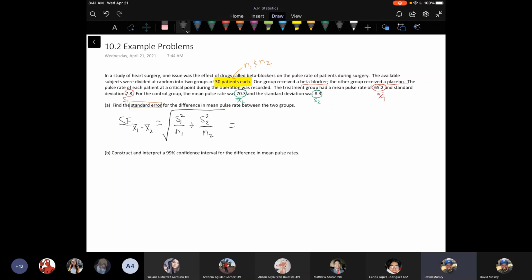All right. So then in this context, we get the square root of standard deviation 1 squared, 7.8 squared, divided by 30, plus 8.3 squared, divided by 30. This whole thing is under the square root sign.